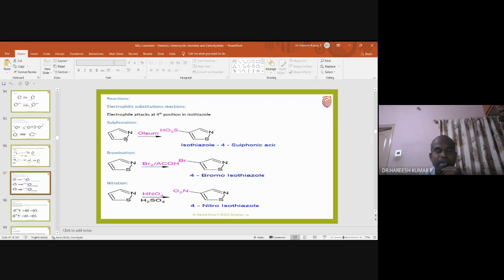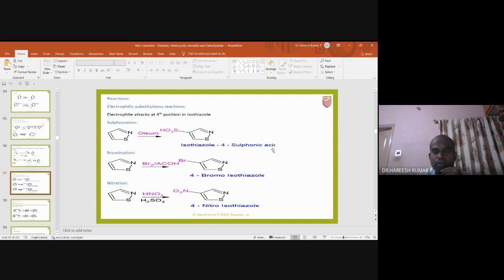So when isothiazole is treated with oleum, which, as I mentioned, is a combination of sulfuric acid and sulfur trioxide, oleum acts as a source of SO3H plus. So the sulfonium ion attacks the fourth position of isothiazole, giving rise to isothiazole-4-sulfonic acid.